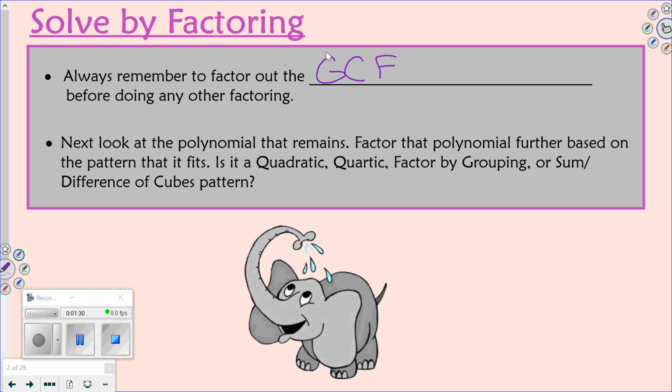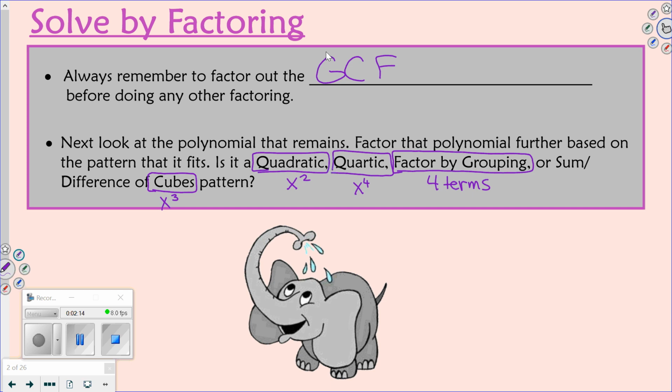And that's sometimes the hardest part. Is it quadratic? What's quadratic mean? It's x squared, not 2 terms, that's binomial. Quadratic means it's x squared. Is it quartic, which is x to the fourth? Is it factor by grouping, which means it has 4 terms? Or is it the sum or difference of cubes, which is an x cubed pattern? So truly, it should be easy to recognize, right? Does it have an x squared, an x to the fourth, an x to the third? Does it have 4 terms in it? Like, it should be easy to recognize, but what makes it hard is people don't take out the GCF.